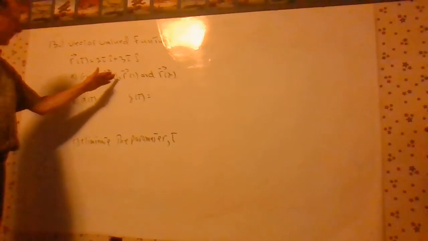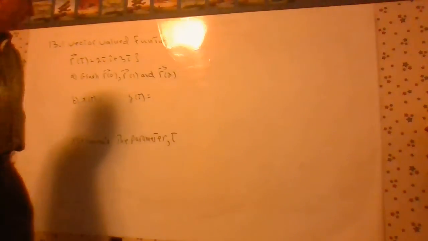13.1 vector valued functions. R of t equals 2ti plus 3tj is a vector valued function. We have the parameter t, and if we substitute a t value, we get a vector for a value. So to begin with, we're going to calculate r of 0, r of 1, and r of 2 and graph them.